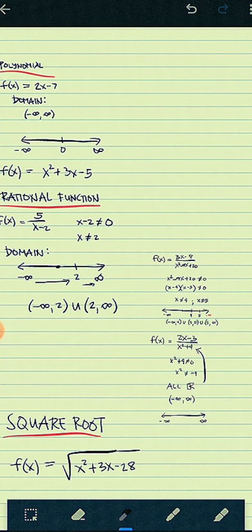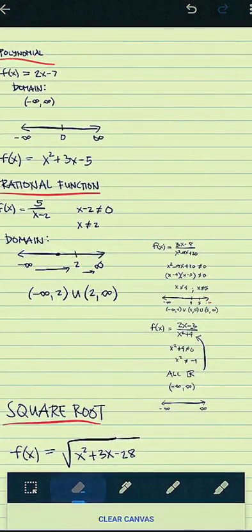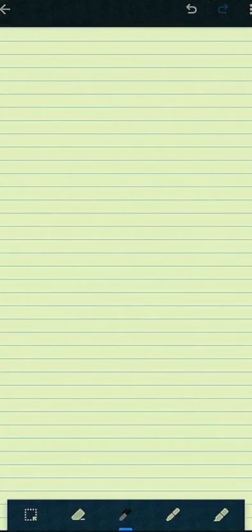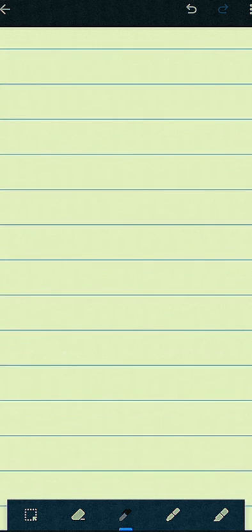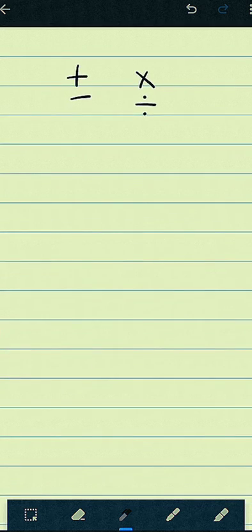So the topic that we're going to discuss in this video is all about combining and composing functions. In combining functions, it's quite simple because you just have to apply the four fundamental operations in arithmetic, just like plus, minus, times, and divide.